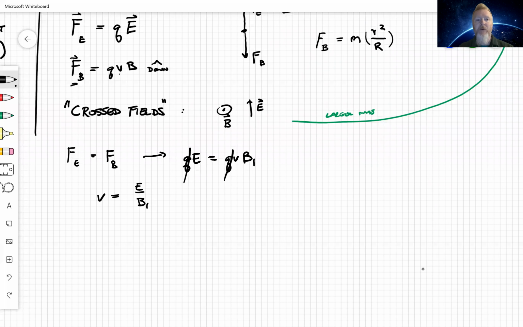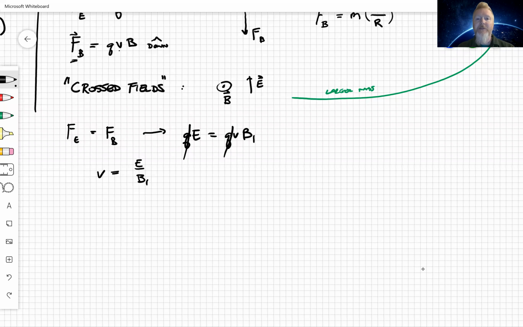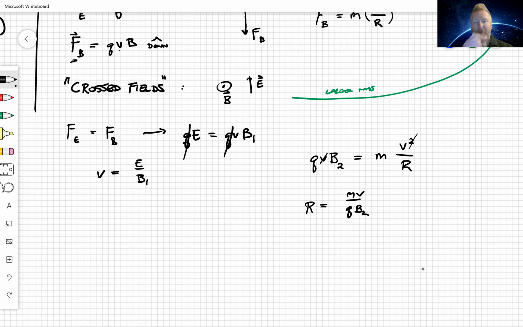Okay, so now if we do the centripetal analysis, qvB2 is the force exerted by B2 on the charges, and that's going to be m times v squared over r. And the same thing happens here in the mass spec as did in the previous example. If you want to solve for r, we can do that. It'll be mv over qB2.